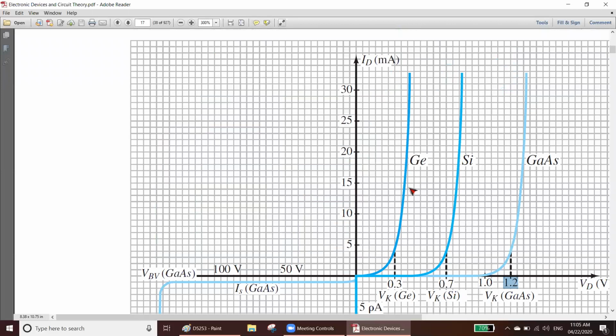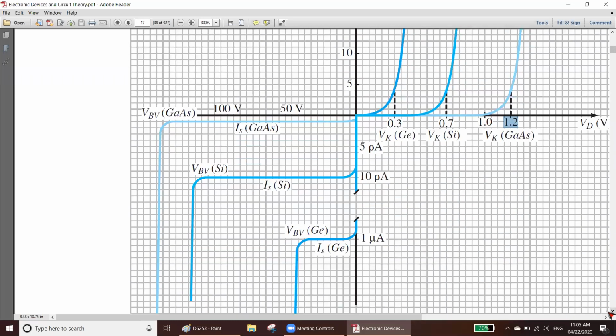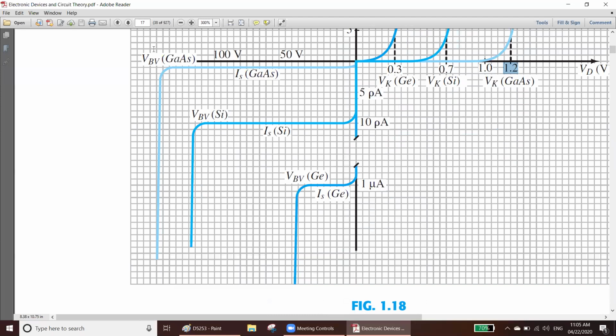Germanium was the best in the forward bias because it needed less voltage for activation. Gallium arsenide was the worst in the forward bias because it needs more voltage to activate itself. But in the reverse bias, gallium arsenide is the best because it can sustain more voltage than the other two, and the current in gallium arsenide is very small. This is called leakage current, or the reverse bias current. It leaks the current. So the leakage current is very small. See, only 1 unit, very small.